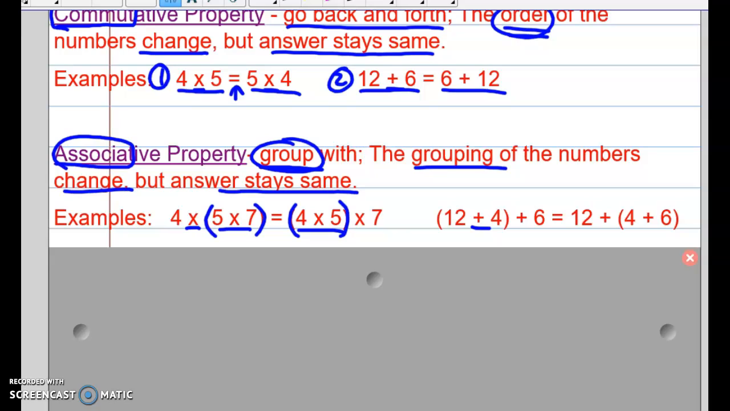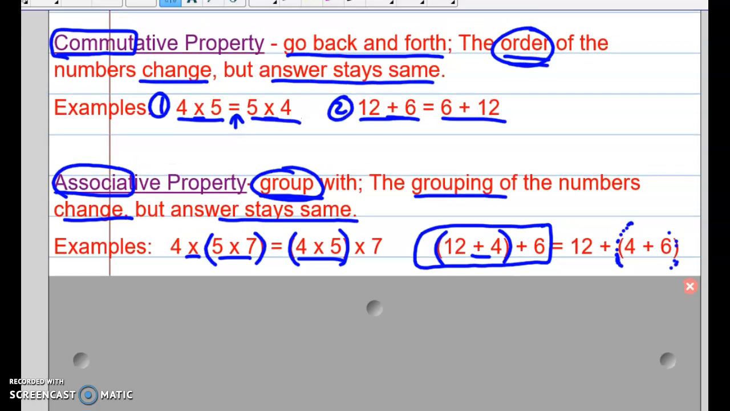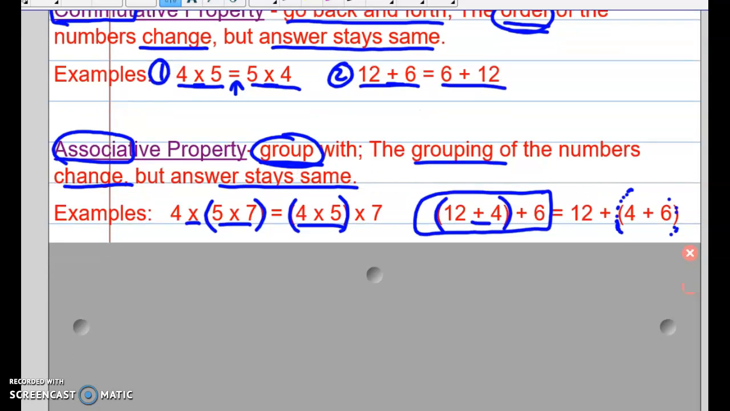Now let's look at the addition problem. On the left side, you will notice that 12 plus 4 is being grouped together. And on the right side, we're still adding 12 plus 4 plus 6, but the grouping changed, and it is now around the 4 plus 6. Study those examples carefully. Another thing to point out is in the commutative property, we don't see any parentheses that are grouping any numbers. However, in the associative property, we do see parentheses showing how the grouping has changed.